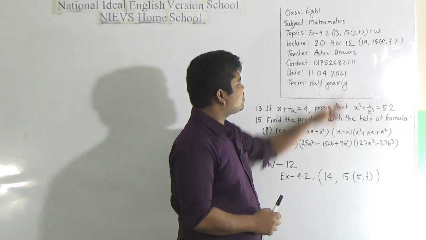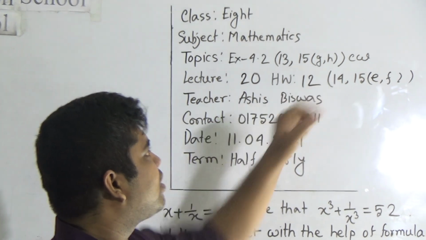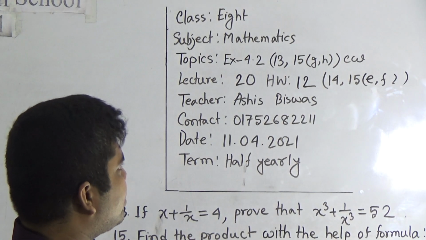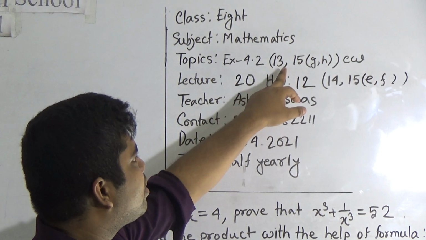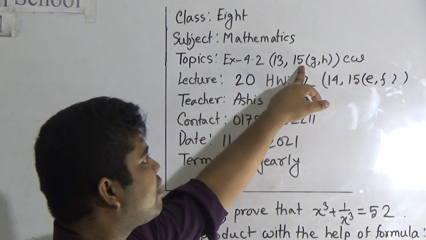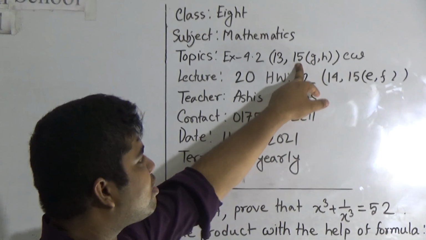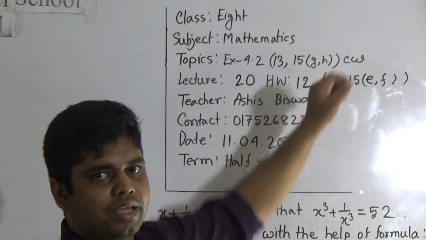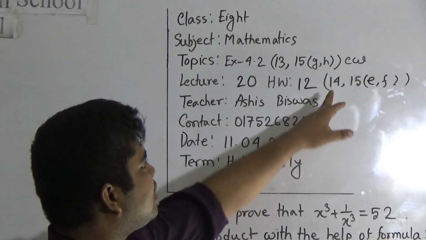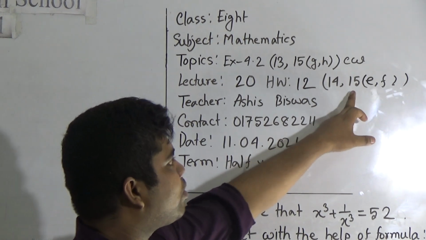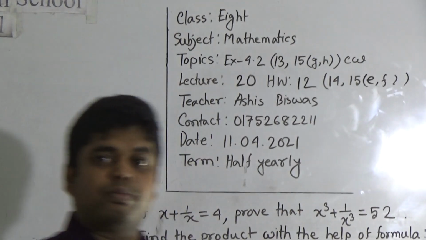Today is our lecture number 20 of half yearly, and today's HW number will be 12. My dear students, today's topic is from exercise 4.2. We shall solve question number 13 and question number 15 as your CW. From question number 15 we shall solve G and H. Your HW will be from the same chapter, question number 14 and question number 15. From 15 you solve E and F. I hope you have understood.